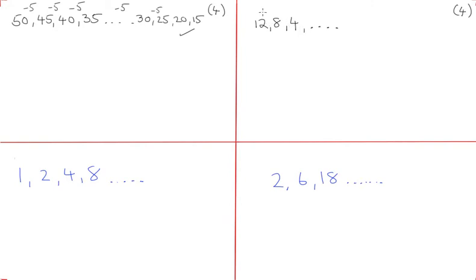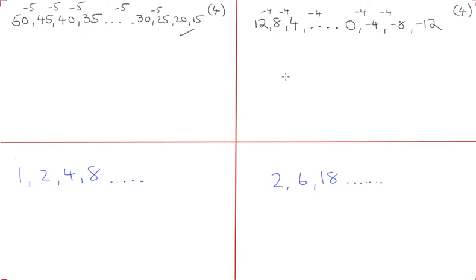Okay, from 12 to 8 is -4. From 8 to 4 is -4. So if we -4 from 4, we get 0. And if we -4 from 0, we get -4. And if we -4 from -4, we get -8. If we -4 from -8, we get -12.